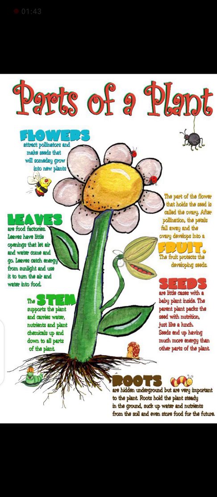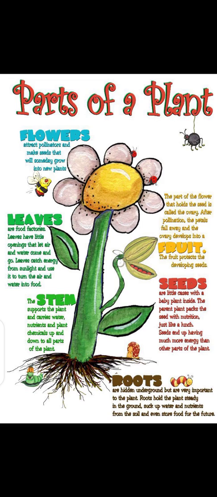Now, the stem supports the plant and carries water, nutrients, and plant chemicals up and down to all parts of the plant. Now, the stem is the body of the plant. I'll call the leaves the fingers of the plant, and then the flower as the head of a plant. Easy to understand like that. The body holds the plant in place, and the stem carries water and nutrients from the root to the remaining parts of the plant.